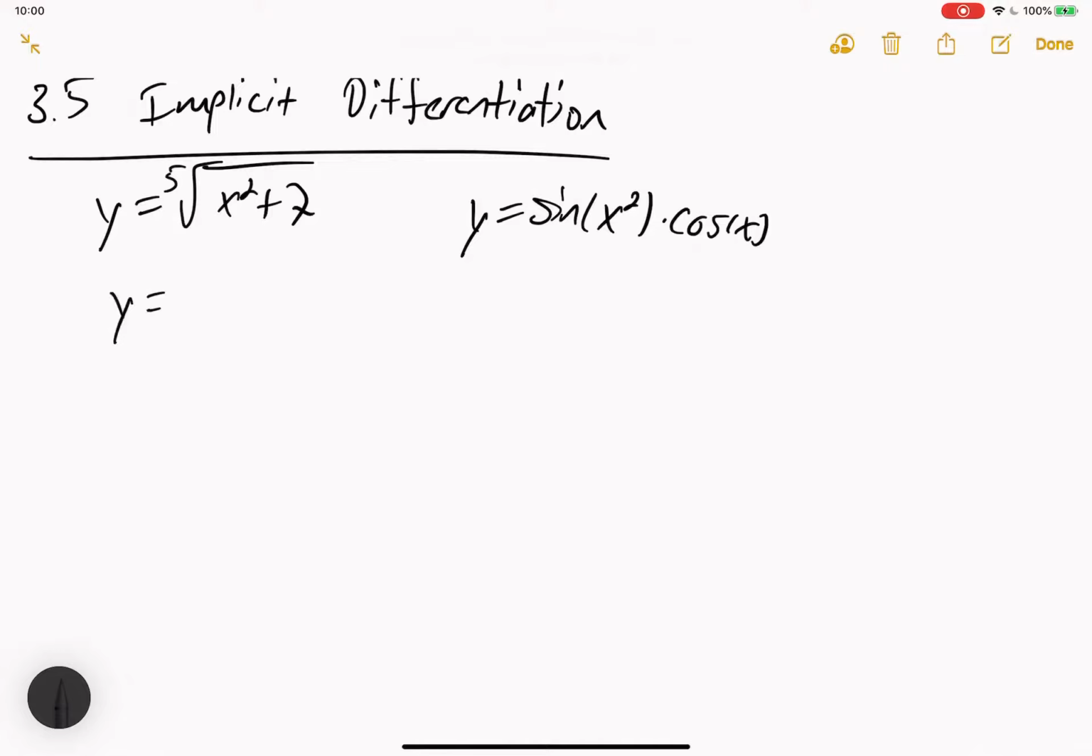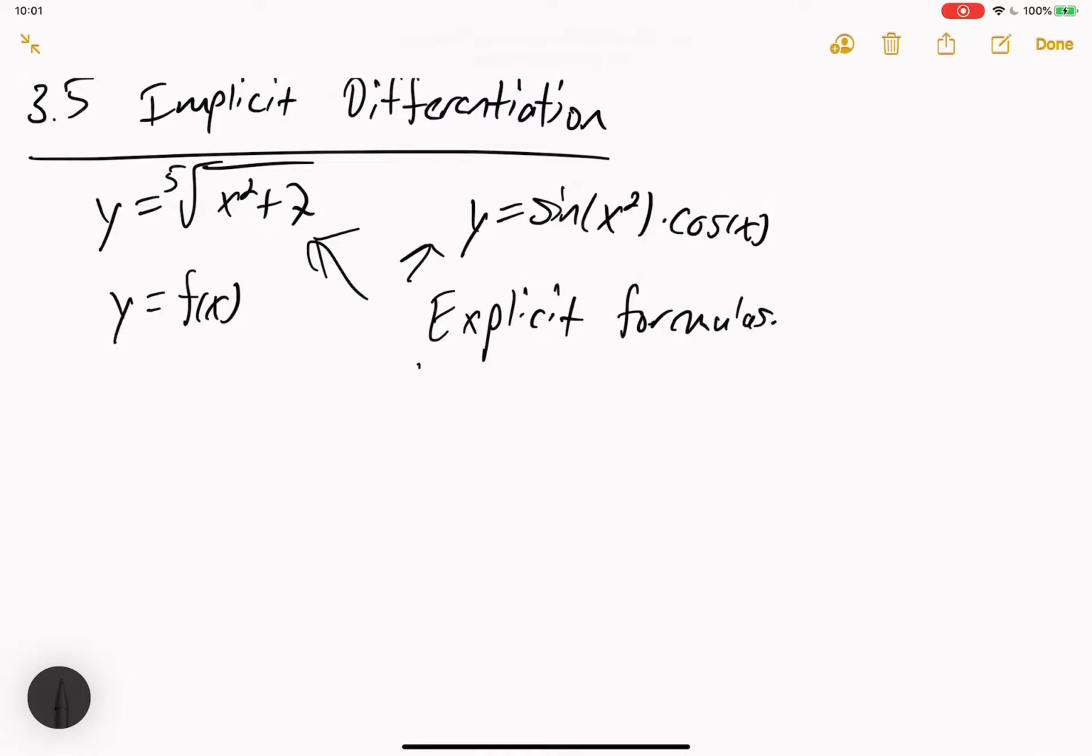You say y is equal to a function of x. That's why we use that notation sometimes. In this case, we have explicit formulas that allow us to find derivatives. But not every function is defined nicely like this. Typically, when we have equations of this form, we say these are explicit formulas, meaning we can solve for y.